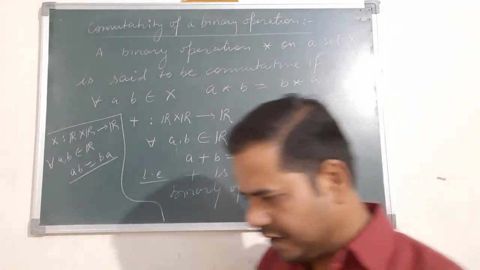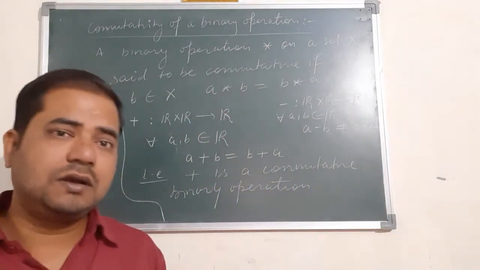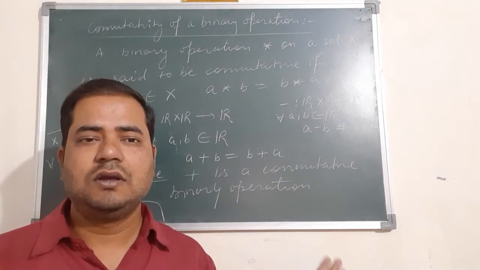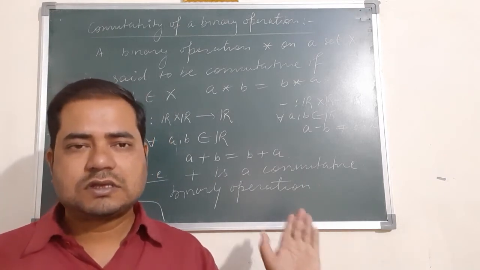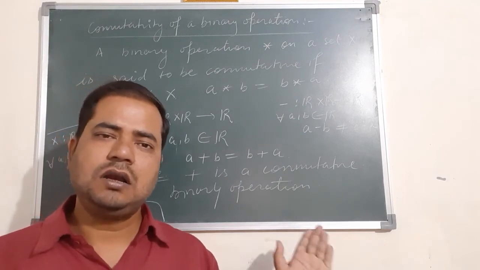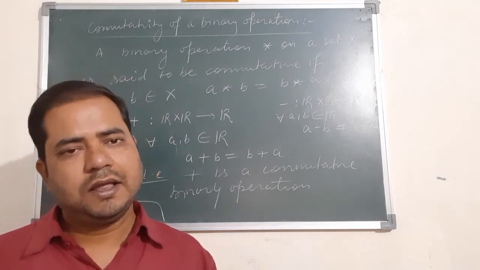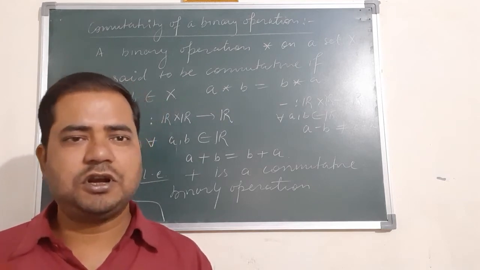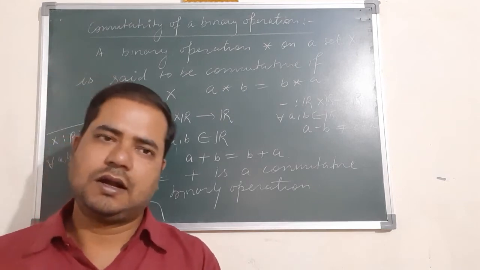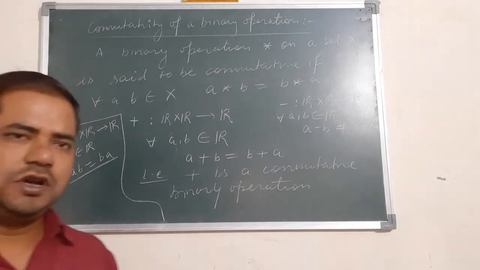Okay, so a binary operation may be commutative, but a condition is there. Not all binary operations are commutative. Only some binary operations are commutative, and commutative under some conditions. Okay, so note it down.